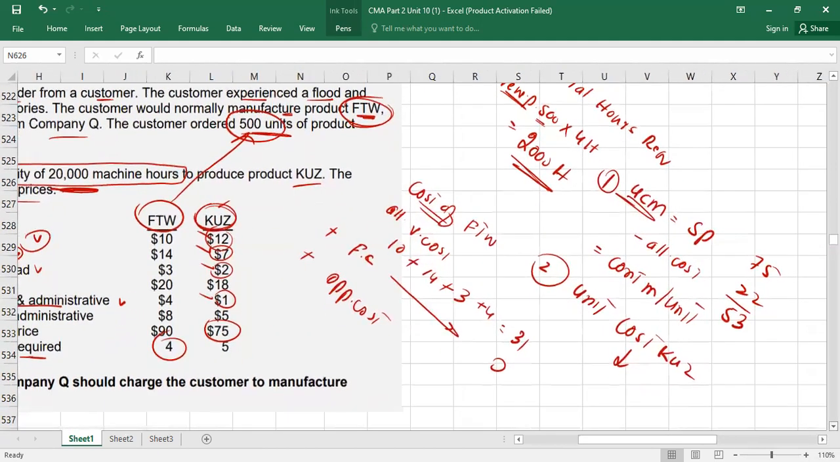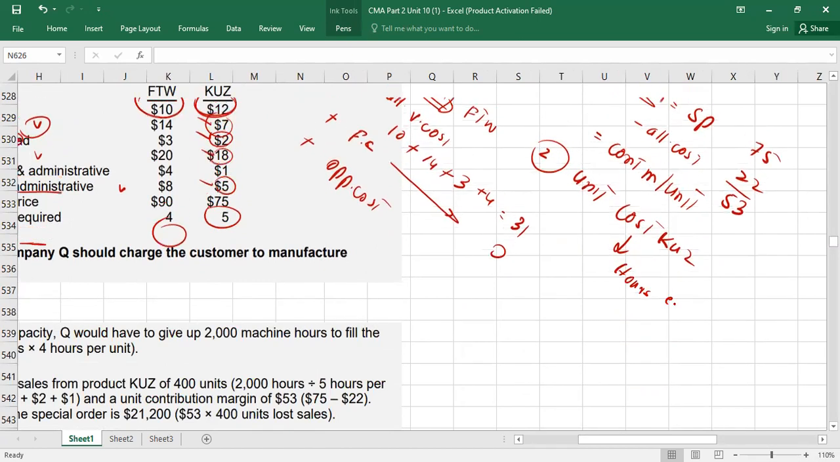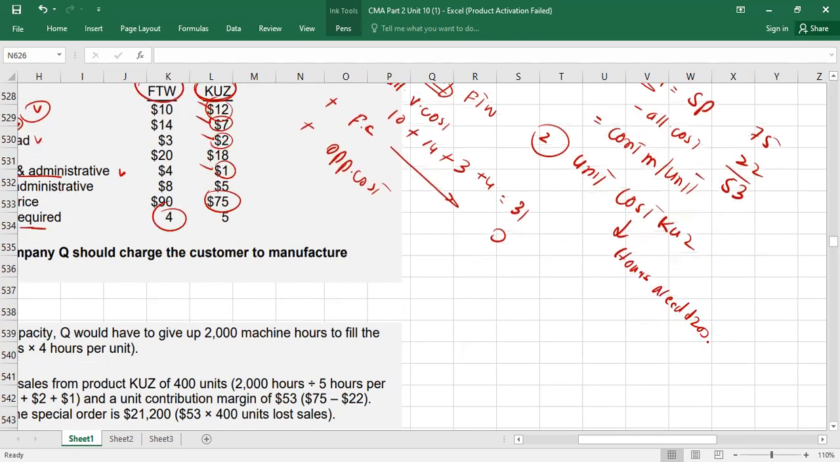Unit lost for KUZ. How you will calculate unit lost? You will take the hours needed for the new product, which are 2000, divided by the machine hours of the old product. The old product is KUZ, and machine hours are 5. So 2000 divided by 5 hours, it means you are going to lose, not 700, you are going to lose 400 units of old product.